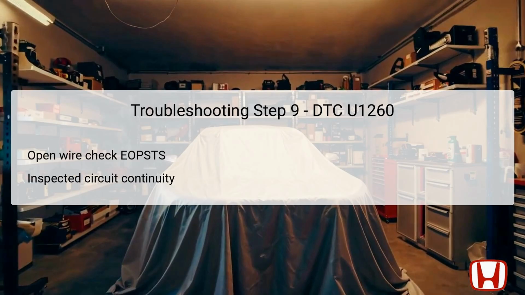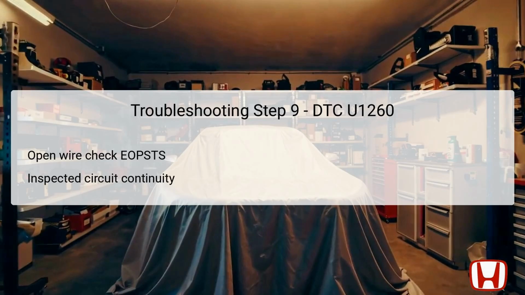In the 9th step, you will verify the integrity of the EOP-STS line by performing an open wire check. This ensures there are no breaks in the circuit that would lead to communication loss. As in previous steps, continue to keep the vehicle in the off mode with the auxiliary transmission fluid pump and TCM connectors disconnected. The continuity between the specific test points should be measured carefully. If continuity confirms a complete circuit, it suggests the EOP-STS wire is intact. However, any discontinuity signifies an open circuit requiring repair.